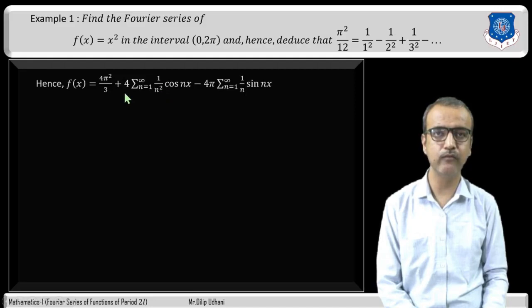So writing 4 outside, we have 4 into summation n from 1 to infinity 1 over n square into cos nx, and the value of Bn is minus 4 pi over n. So writing 4 pi outside, we have minus 4 pi into summation from n equals 1 to infinity 1 over n into sin nx. So this is the Fourier series of the given function in the interval 0 to 2 pi.